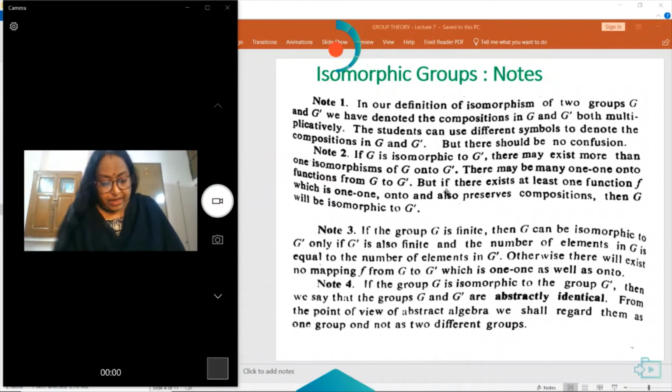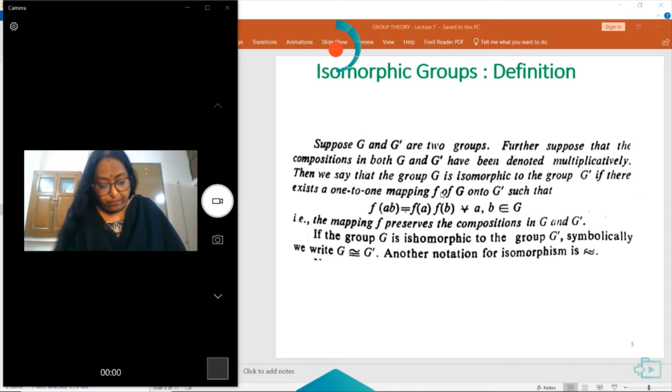So, if G and G dash are two groups under the operation multiplication, for isomorphism two properties are to be followed. One is that F must be a one-to-one mapping, and F of AB is equal to F(A) and F(B), where F is a mapping from G to G dash and A and B are the elements of G.